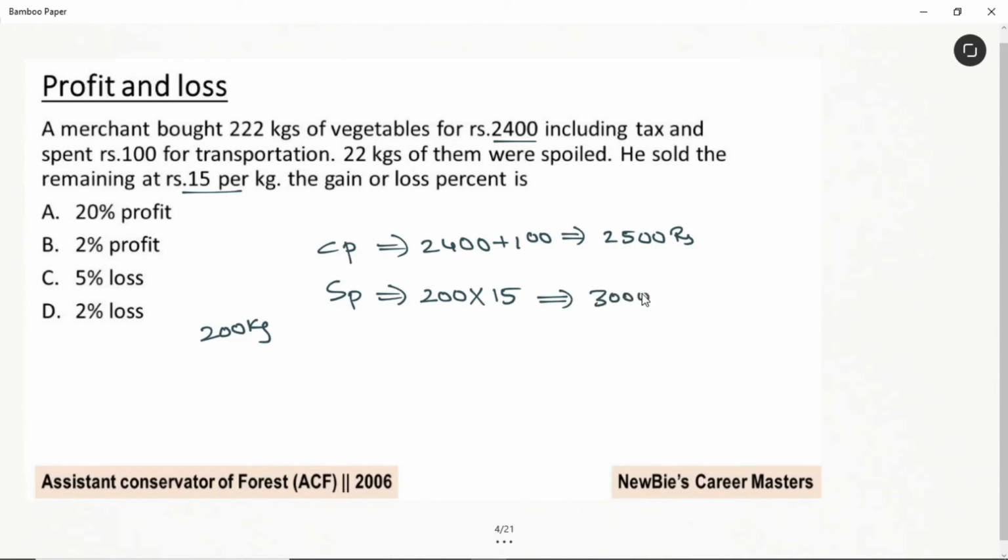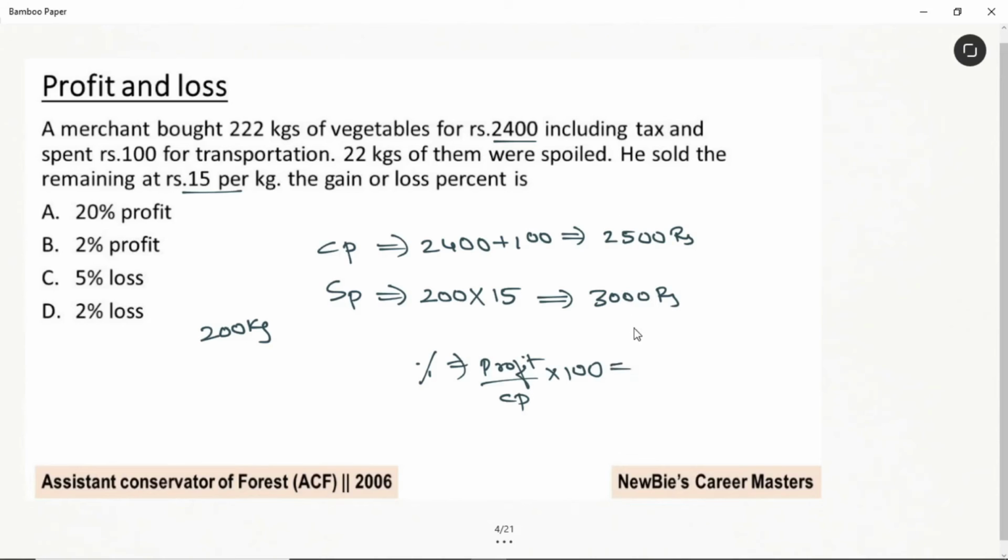3000 rupees is the final selling price. Am I clear? See, obviously this is profit. He has invested 2500 and he is getting 3000. Obviously it is profit. Now they're asking for profit percentage. Profit percentage is profit divided by cost price into 100.